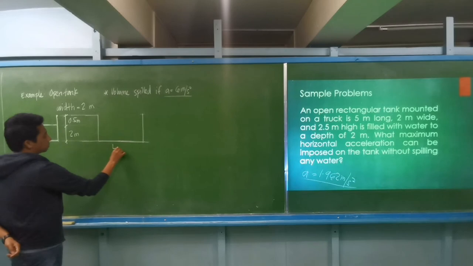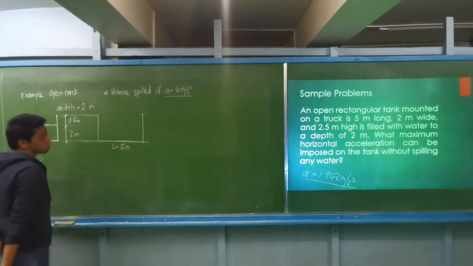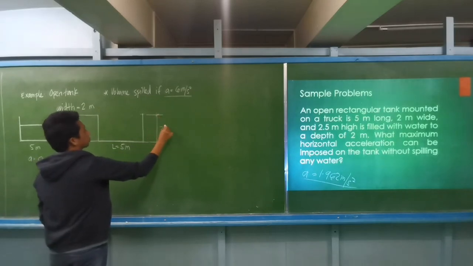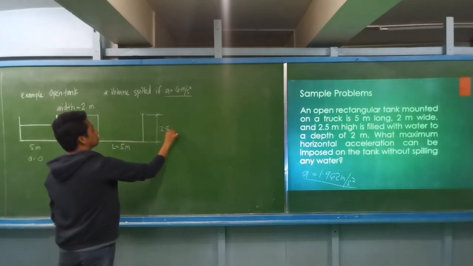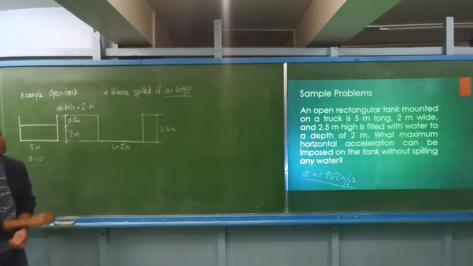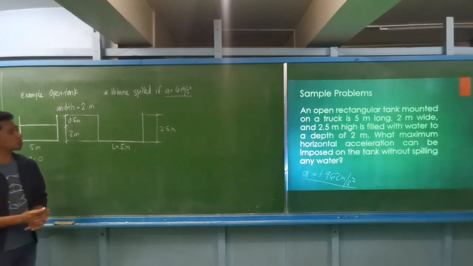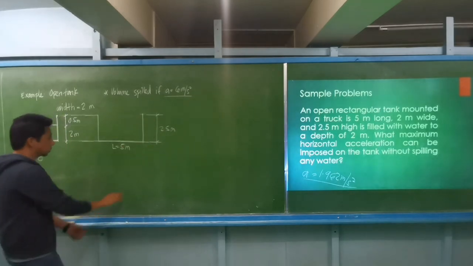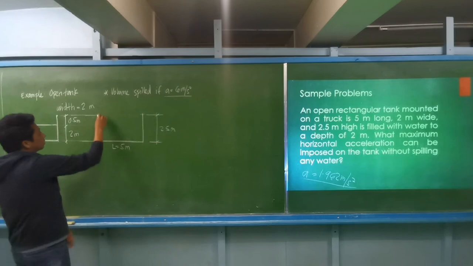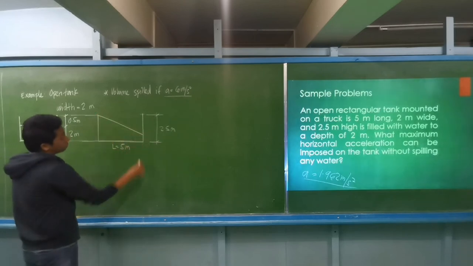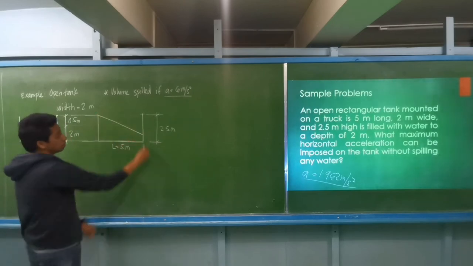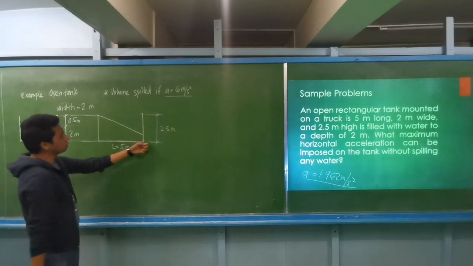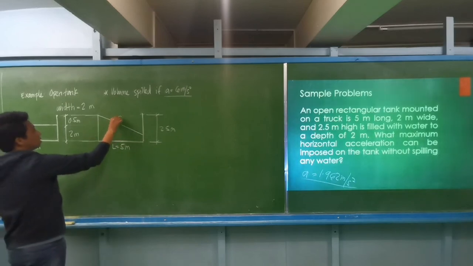We have the length of the tank is equal to 5 meters, and the total height of the tank is 2.5 meters. So you need to assume what will be the location of the edge of the water here in front if the acceleration is 6 meters per second squared. One possibility is that I will still be having liquid on the front wall. That is one possibility.